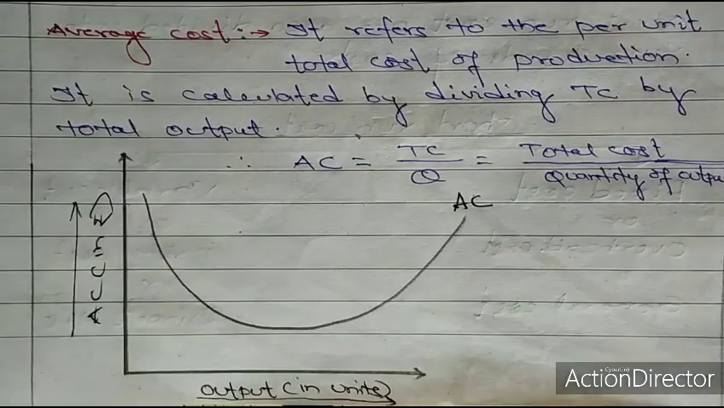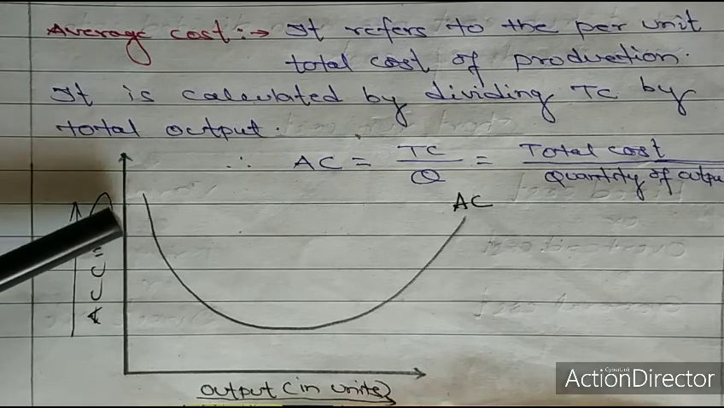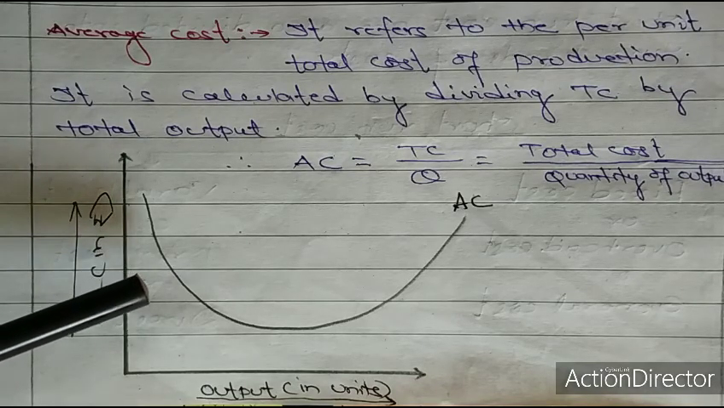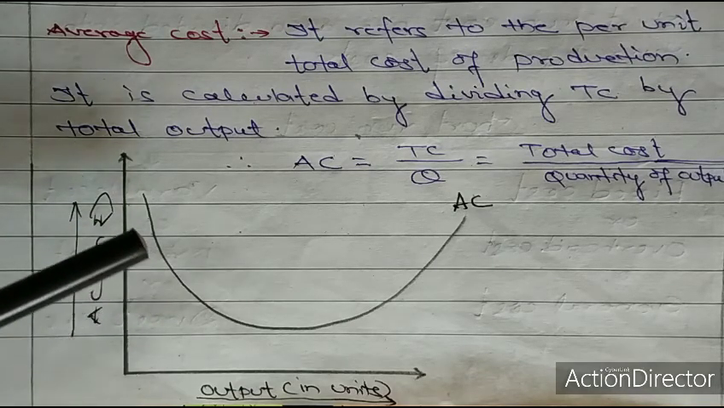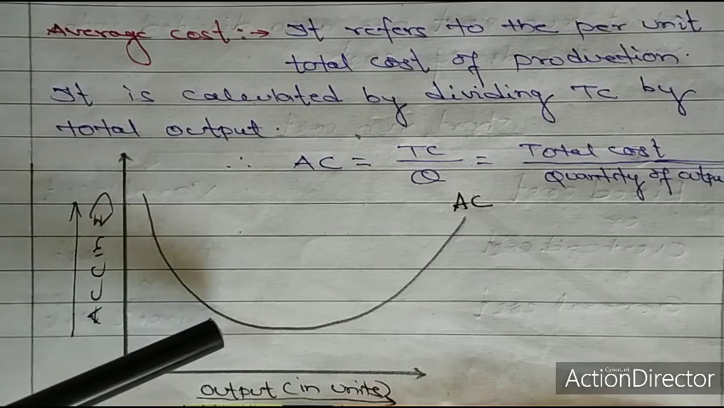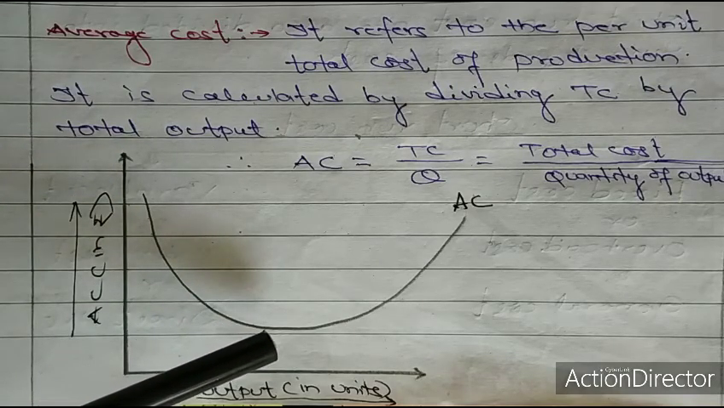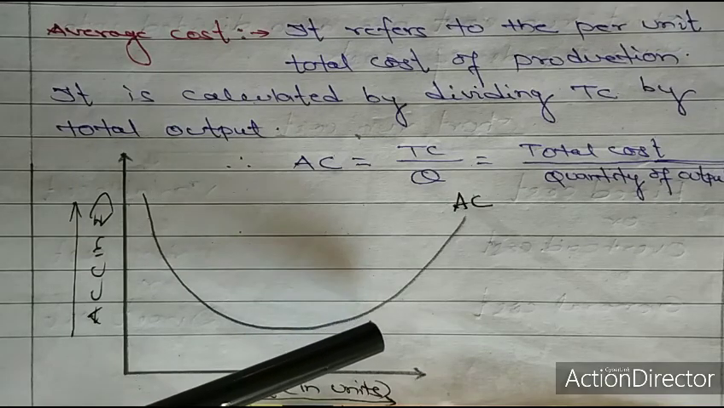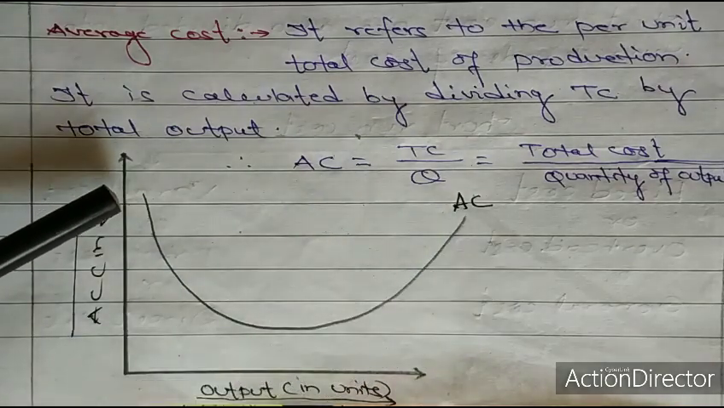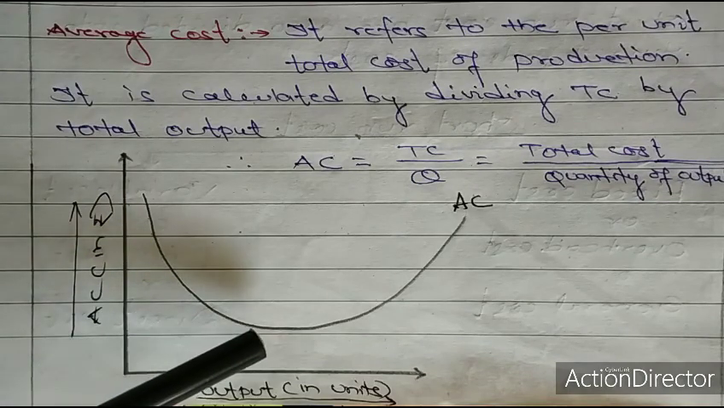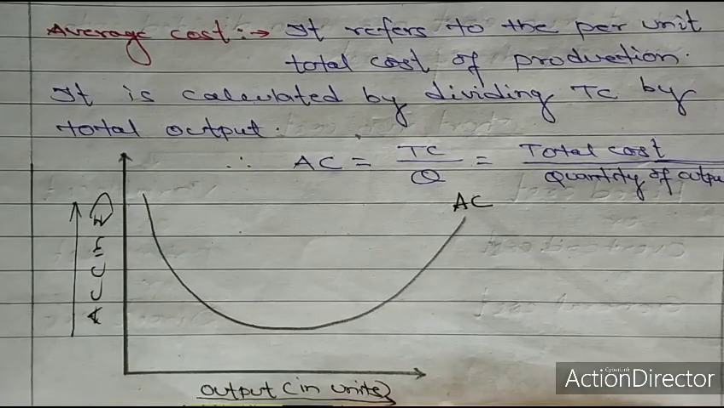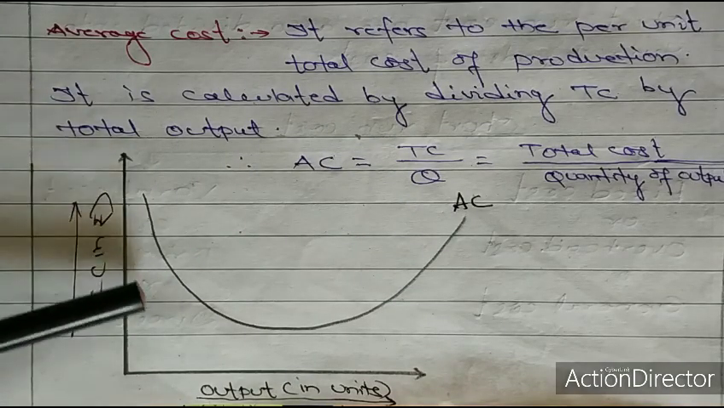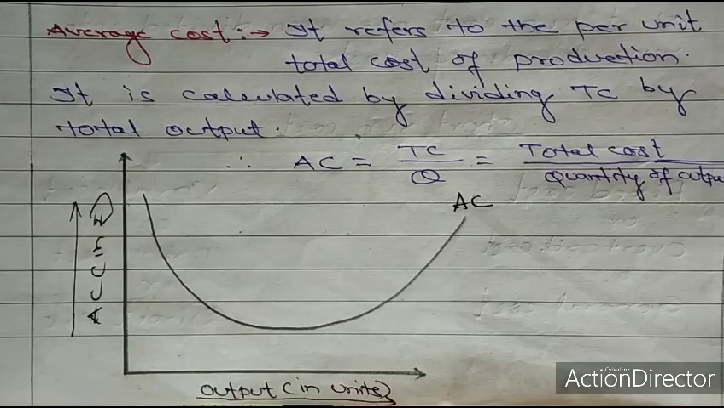The average cost curve has three phases. The AC curve initially falls with an increase in output. Once the output rises to the optimum level, AC starts rising. So there are three phases: initially it falls, then it remains the same, and then it starts increasing. So this is all about average cost, and that is why the curve of average cost is always U-shaped.